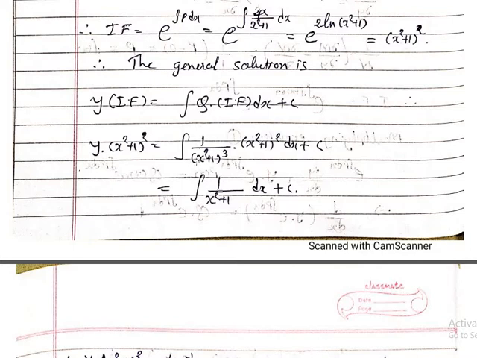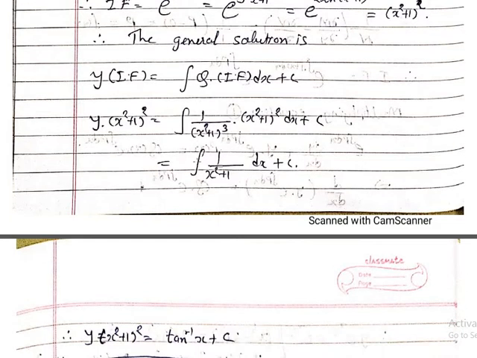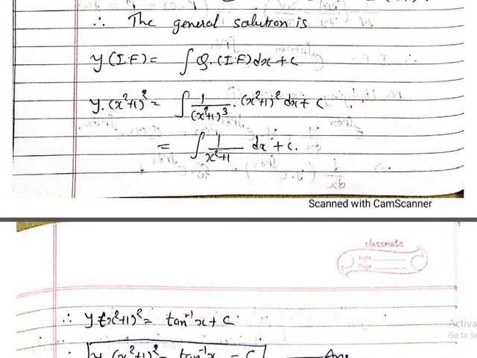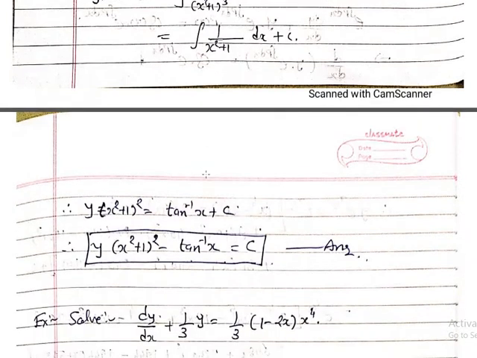So (x² + 1) cancels out 2 times, and that will give the integral of 1/(x² + 1). But the integral of 1/(x² + 1) will be tan inverse x. So that will give you y(x² + 1)² = tan inverse x + c. Or you can write that y(x² + 1)² − tan inverse x is equal to c.